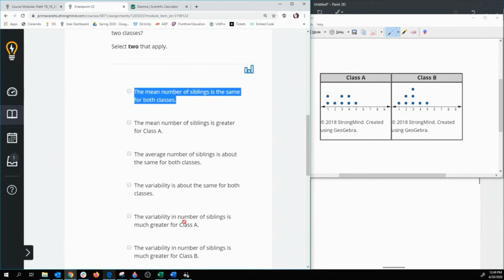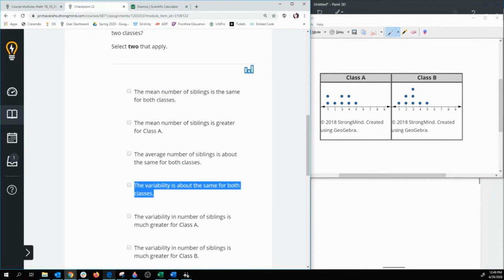The variability is about the same for both classes. Variability is talking about mean absolute deviation, but we could also eyeball the variability based off of these two dot plots here. If I look, the range of both of these is the same. 5 minus 1 is 4, and again, 5 minus 1 is going to be 4 here as well. So that means the variability is about the same because the range of both is the same. So the mean for number of siblings in both classes is the same, and the variability for both of these is also going to be the same.